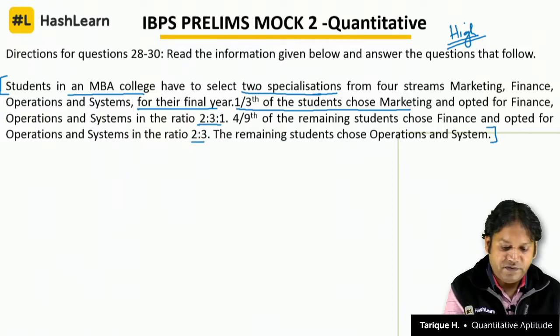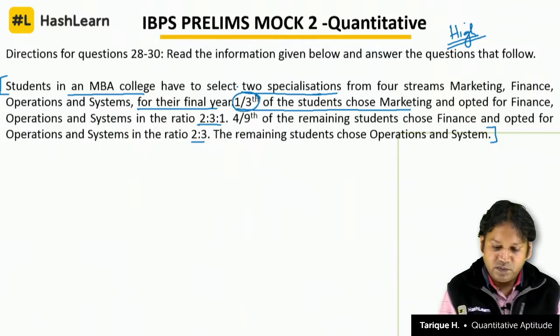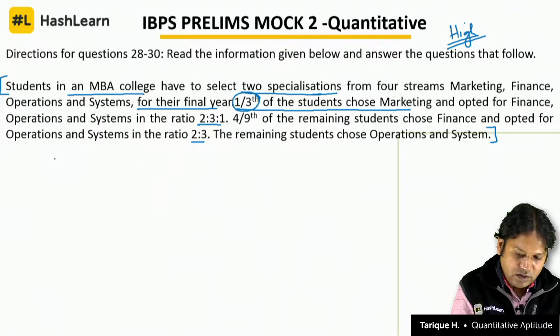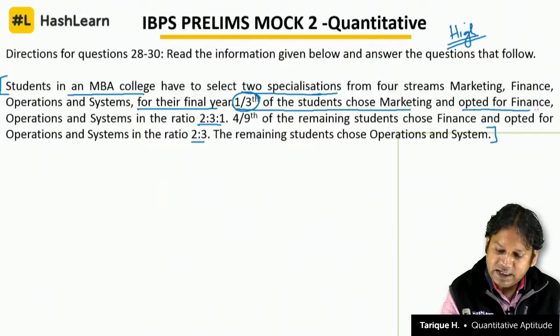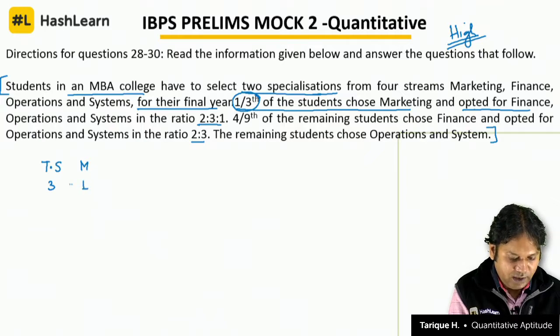So let's start with the first fractions. Let's first just work with fractions. 1/3 of the students chose marketing. And opted for this, we'll see later. First, let's see, 1/3 of the students chose marketing. So total students are 3. How many chose marketing? 1. Why? Because 1/3. And what is remaining after that? Remaining after that is 2. This is remaining, R1.